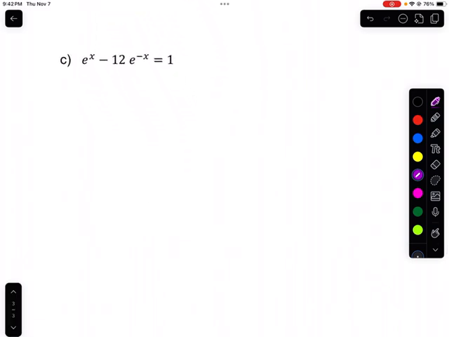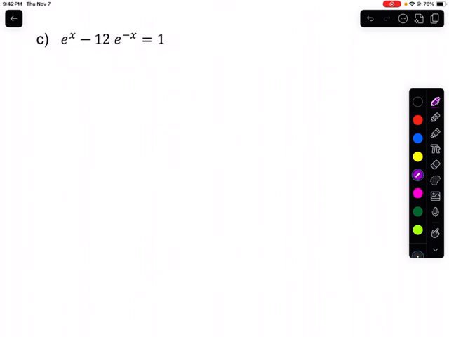Looking at this next one. Again, in this one I see e to the x and I also see e to the negative x, but I am not seeing e to the 2x, which means we cannot do it using the quadratic form directly. So how do I do this? Well, it has a negative x, and we can write e to the negative x as 1 over e to the x. So the equation is equal to 1. How do I go from there?